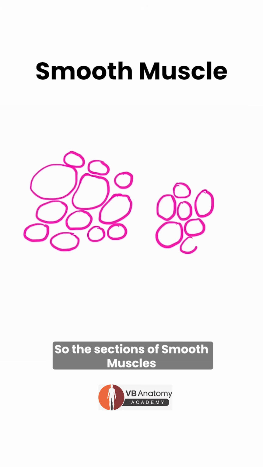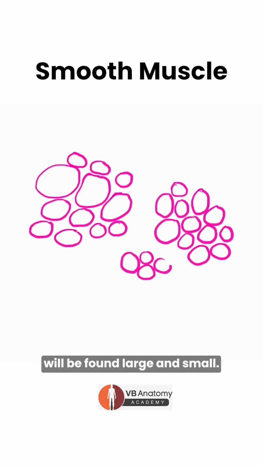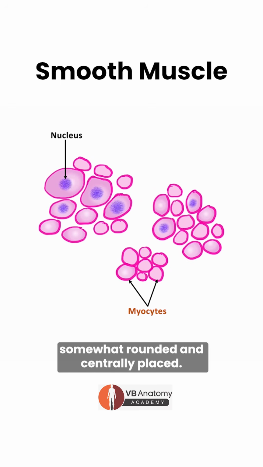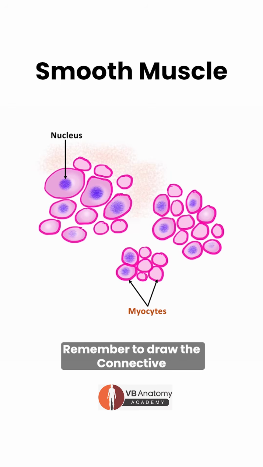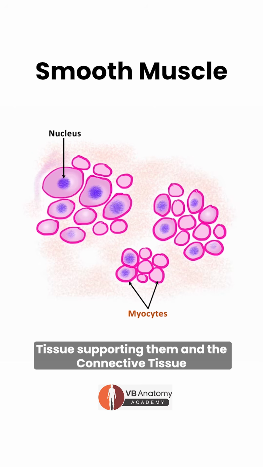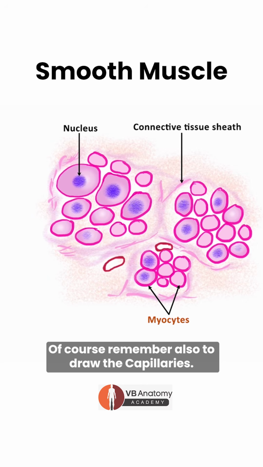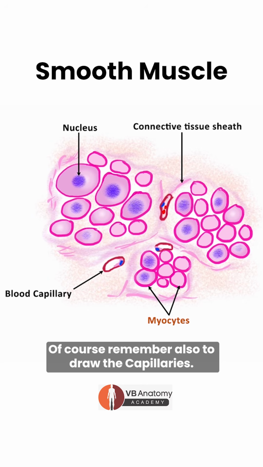So the sections of smooth muscle will be found large and small, as you can see. The nucleus is somewhat rounded and centrally placed. Remember to draw the connective tissue supporting them and the connective tissue enclosing them into fascicles. Of course, remember also to draw the capillaries.